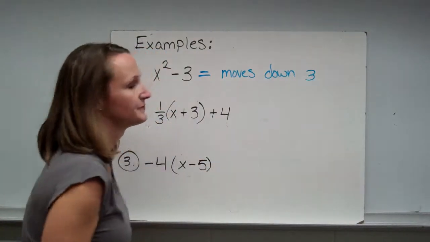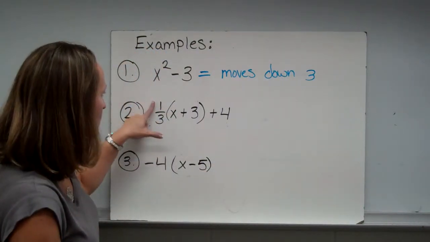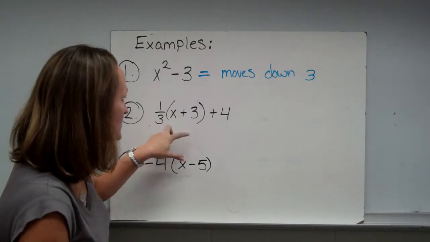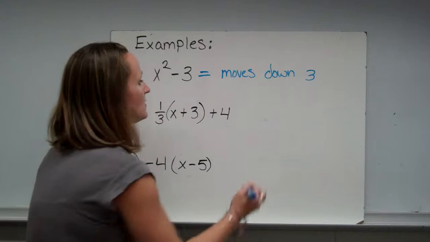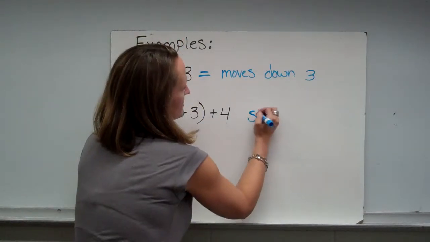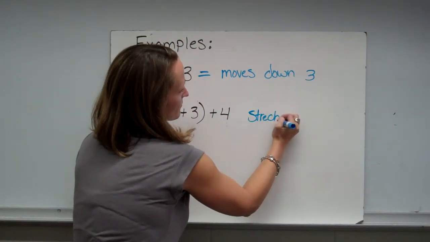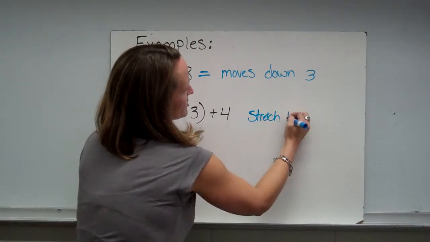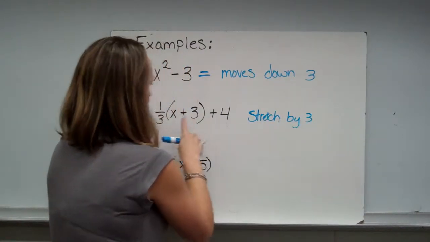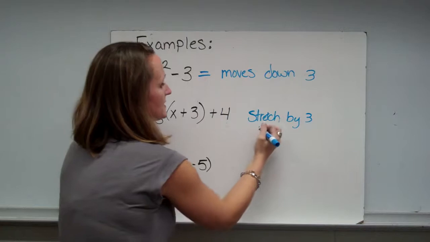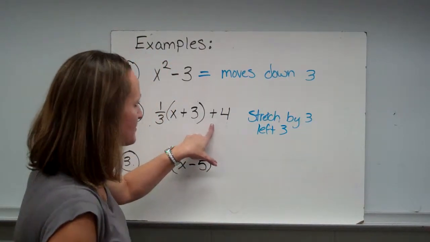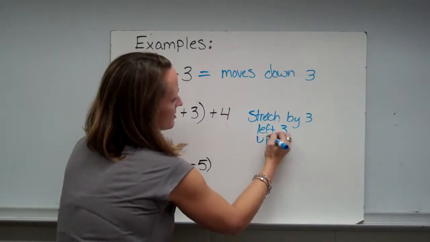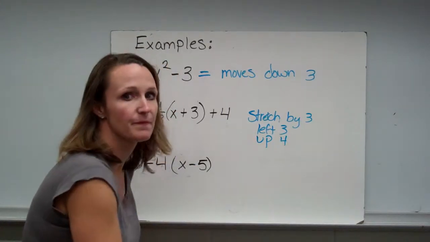Very simple. This one, 1/3 (x plus 3) squared plus 4. This 1/3 means it stretches by 3. This plus 3 in parentheses, it's going left 3. This plus 4 means it goes up 4.